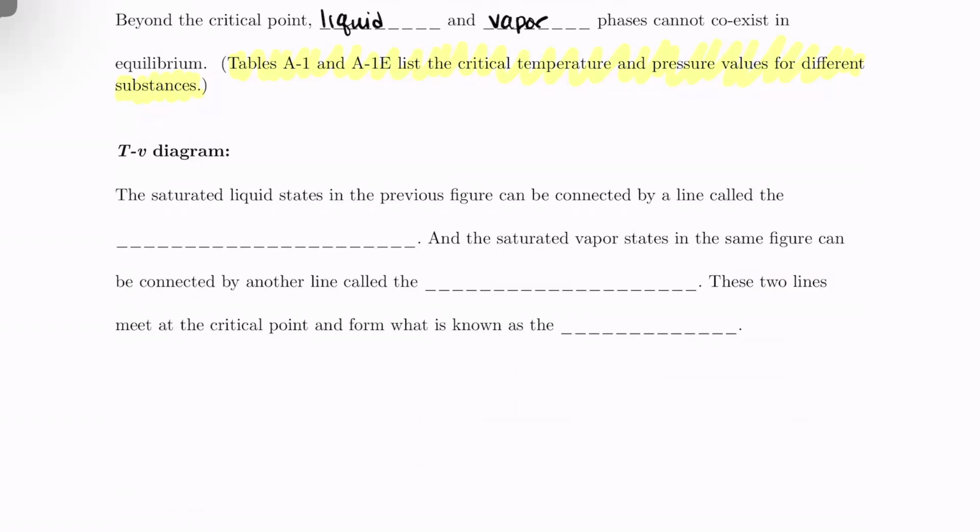So we looked at the TV diagram before when we were talking about our water heating and state change experiment. So we're going to talk about TV diagrams a little bit more. In particular, the saturated liquid states in the figure that I showed you before can be connected by a line called the saturated liquid line.